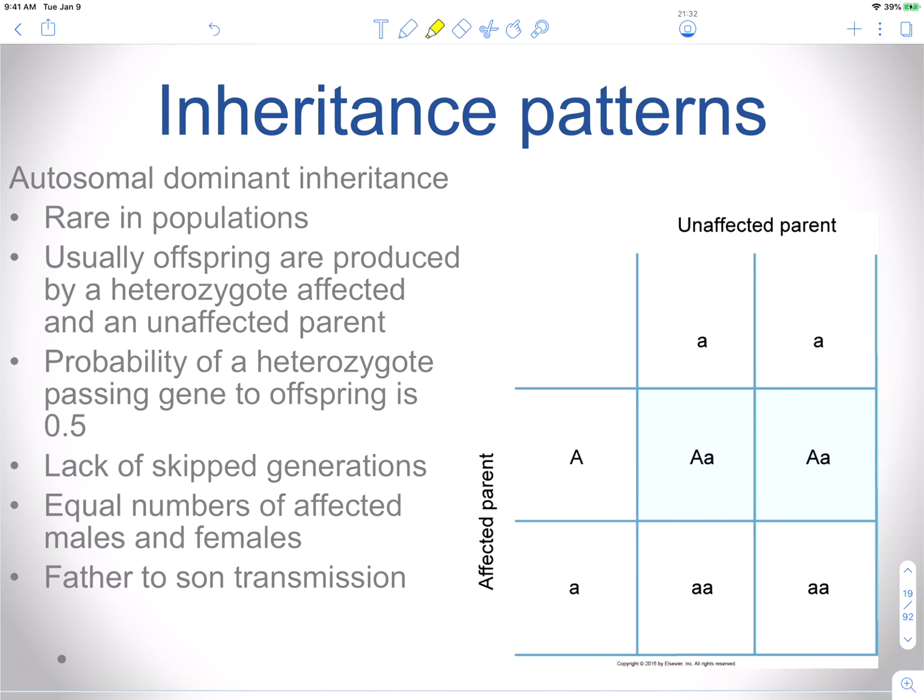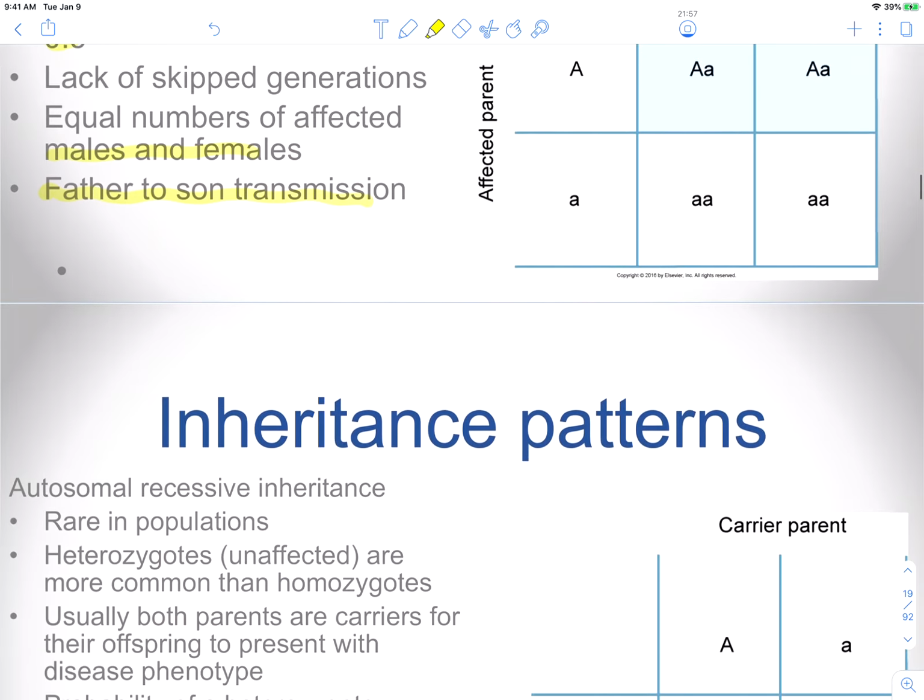So this autosomal dominant inheritance pattern is going to be very rare in populations. You're always going to have an affected heterozygote, usually they're not a homozygote. And then the probability is 50% of passing this trait on to their offspring. This results in a lack of skipped generations. And then, of course, we have father to son transmission, and males and females are going to be affected.